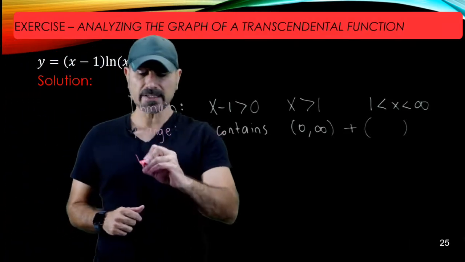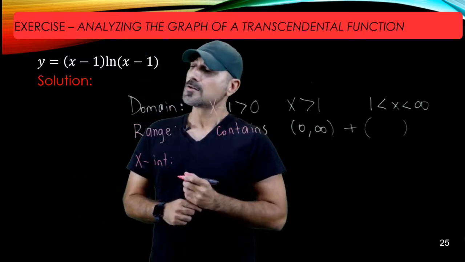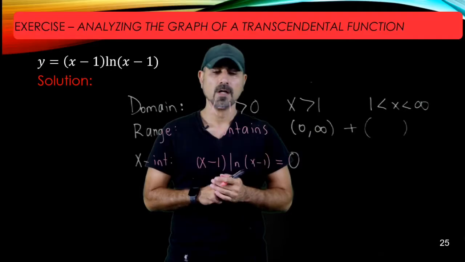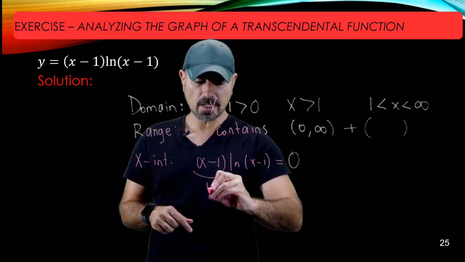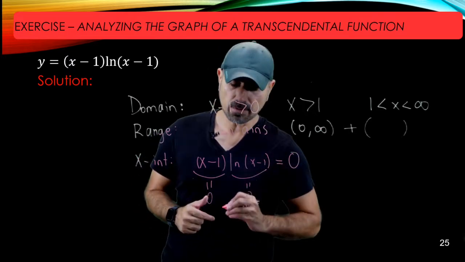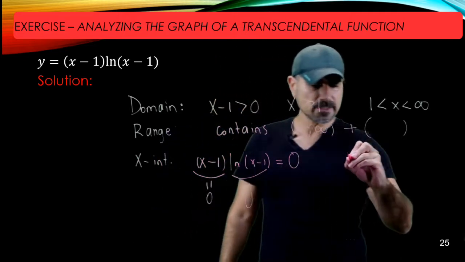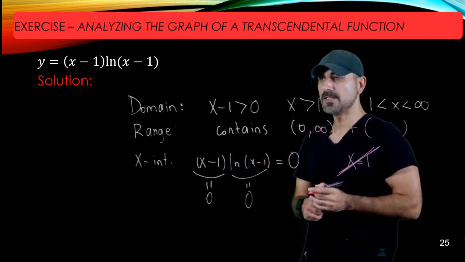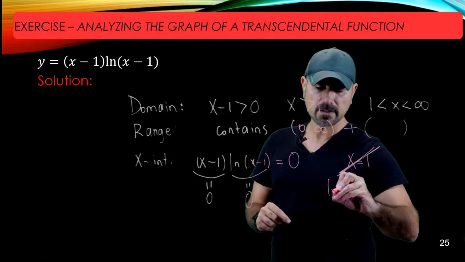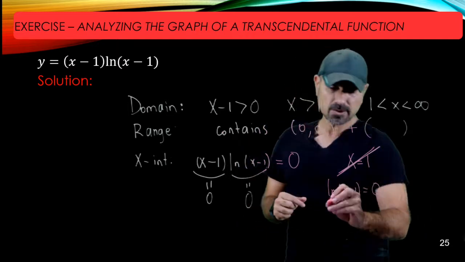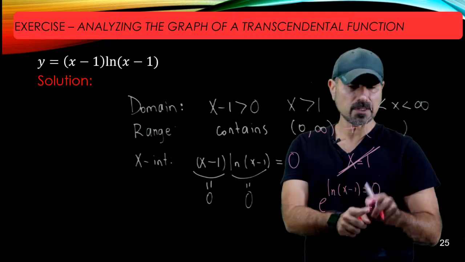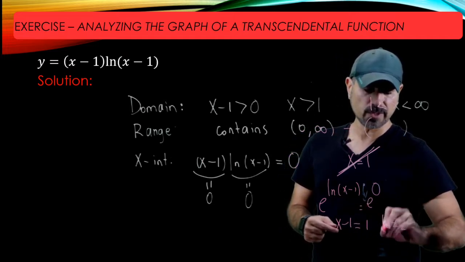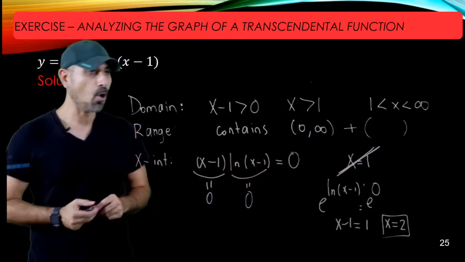The next thing is finding the x-intercepts. All we're going to do is set this equation to 0 and solve for x. First of all, there are two cases: one that makes this factor 0, and the other that makes the ln function 0. x minus 1 is 0 at x equals 1, which is not in the domain, so this cannot be our x-intercept, because at x equals 1 you get ln 0, which is undefined. For ln of x minus 1 equals 0, take e to the power of both sides: x minus 1 equals e to the 0, which is 1, so x equals 2. At x equals 2 the function takes the value 0, and this is the only x-intercept.